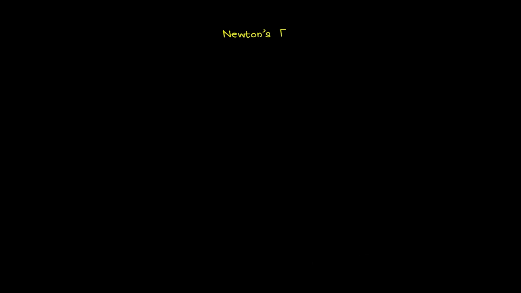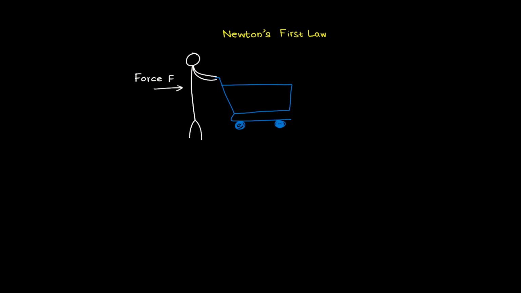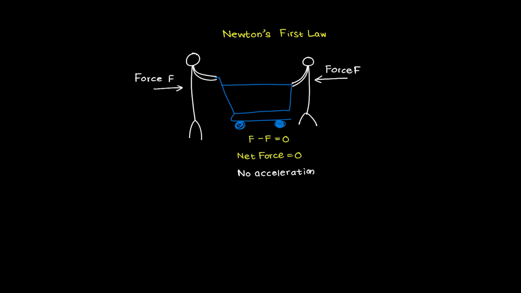Newton's first law. Objects at rest stay at rest unless an unbalanced force acts on them. You push a shopping cart forward. Your friend pushes backward with exactly equal force. What happens? Nothing. The cart stays put. Equal forces in opposite directions produce zero net force. No net force means no acceleration. An object at rest with balanced forces remains at rest.